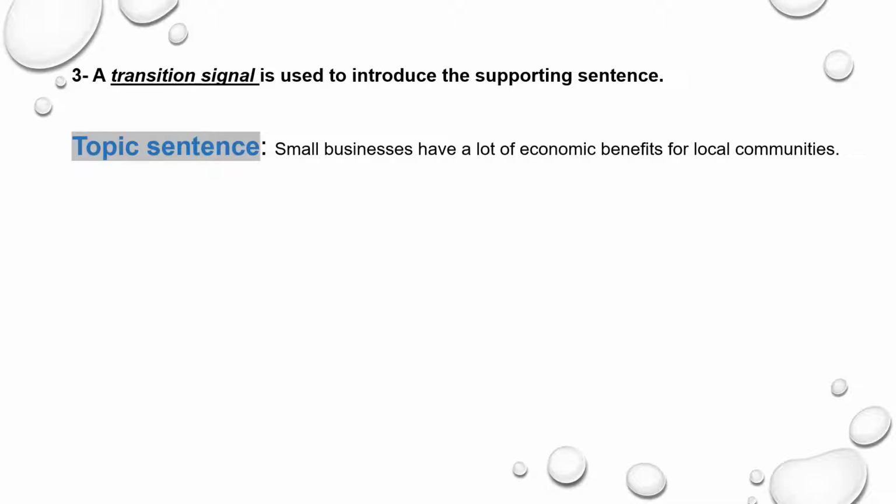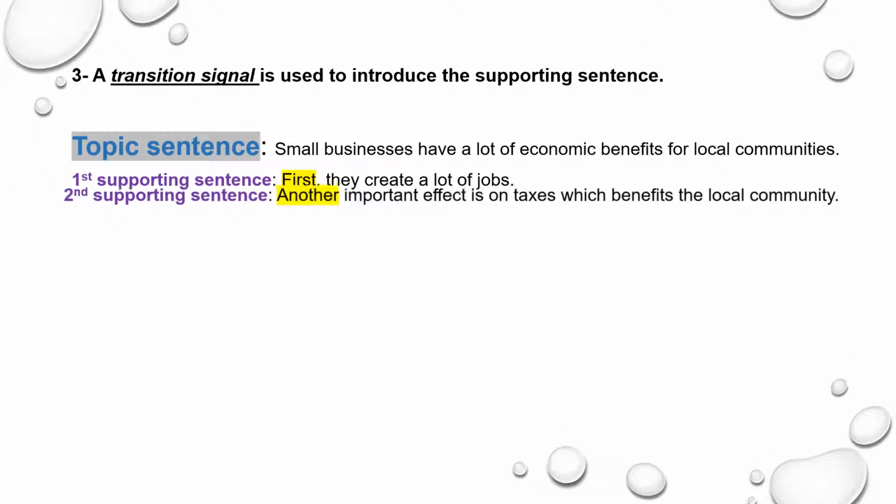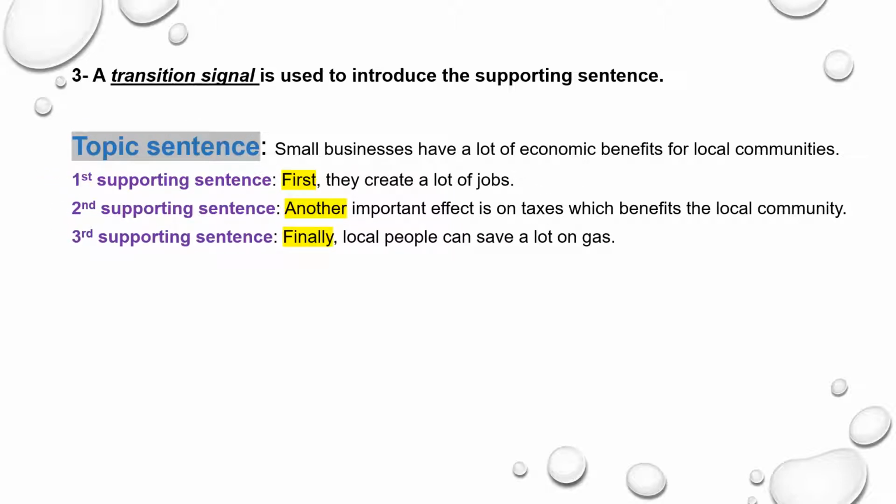If the topic sentence is small businesses have a lot of economic benefits for local communities, we can support it in many different ways. There are 3 very good supporting sentences here. So first, they create a lot of jobs. So my transition signal here is first. After I read the word first, I know I'm going to read the first supporting sentence about this topic sentence. So it helps me as a reader to predict what is going to be next.